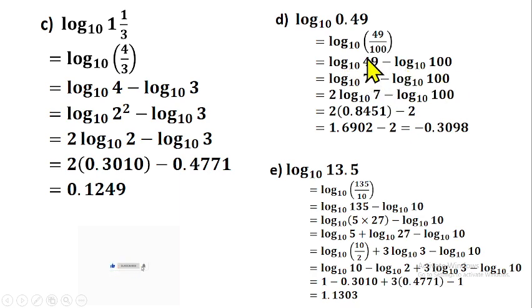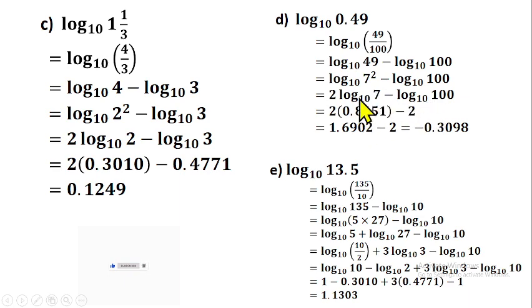Then this 49, we are not given log of 49, but we can get log of 7 from 49 by changing 49 to index form. That should give us 7 raised to power 2. Then we know the value of log of 100 base 10. What is log of 100 base 10? That should give us 2, because you can raise 10 two times to get 100. So from here now, the 2 can come to the front according to the law of logarithm. So you have 2 log 7 base 10 minus log 100 base 10.